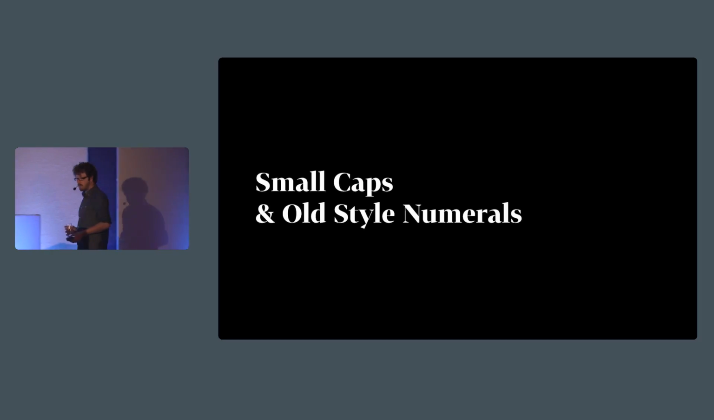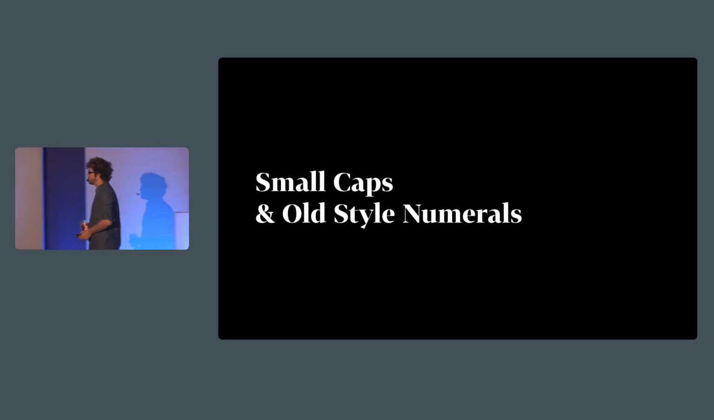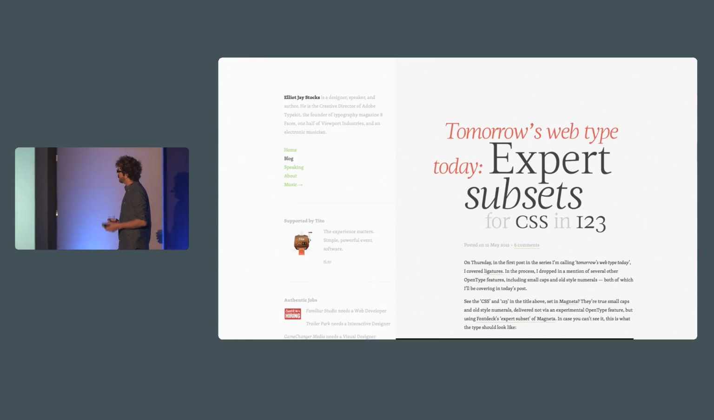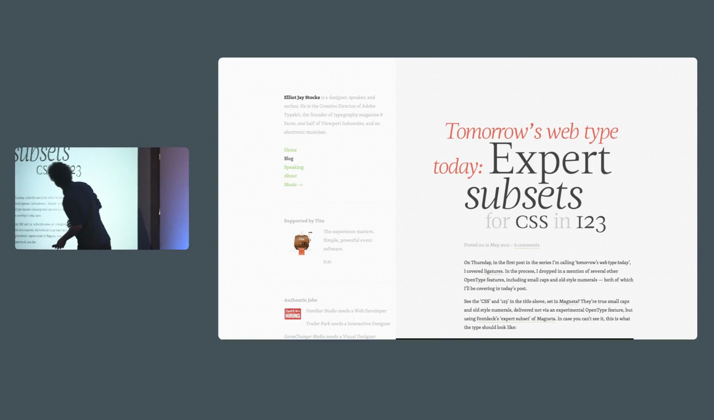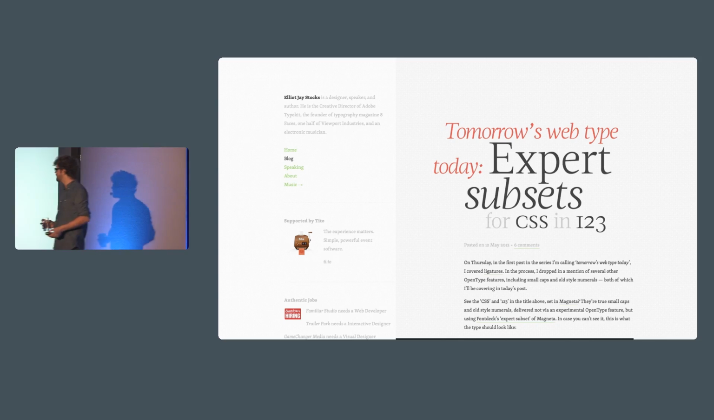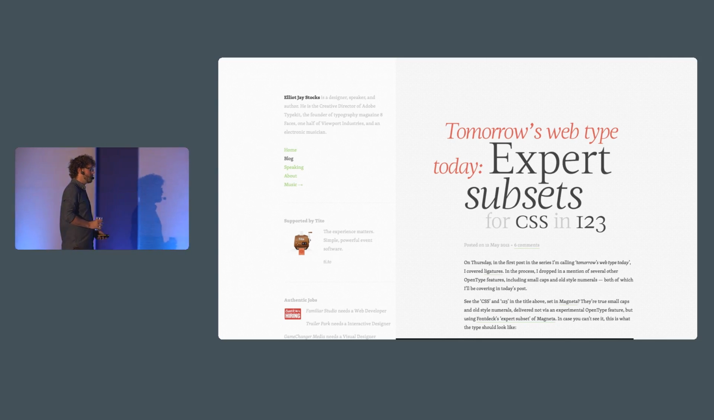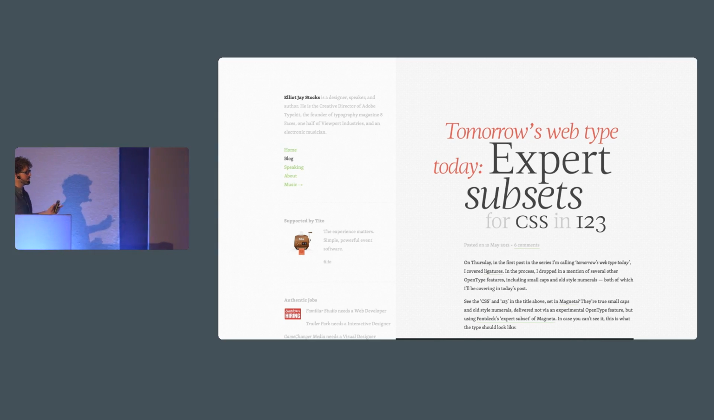So the second post that I wrote was about small caps and old style numerals. Now here in this example you can see the word CSS, the other words are just disappearing because the contrast is really high. But the word CSS is in small caps, 1, 2, 3 is in old style numerals. Now there are different ways to turn these on, and the way that I've enabled them in the post is actually a little bit of a hack, but I'll get to that in just a sec.